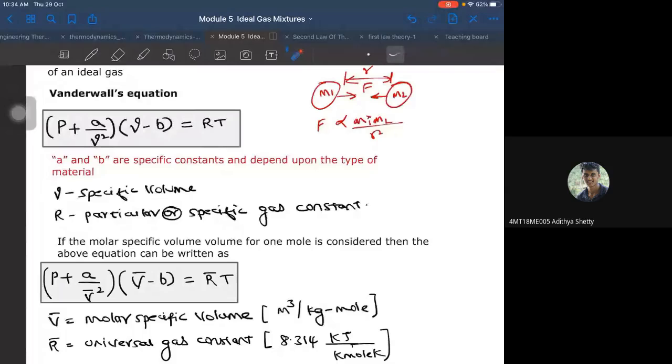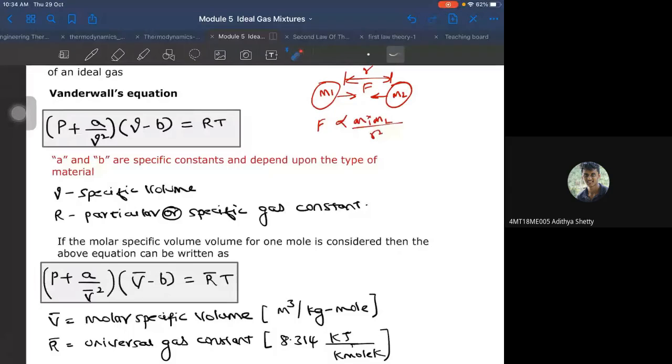The number one is (P plus a by v square) into (v minus b) is equal to RT. This is in terms of the specific volume. And the second equation is (P plus a by v bar square) into (v bar minus b) equals R bar T. So you can easily remember: when there is a bar on the RHS, you will also have a bar on top of your gas constant, which turns your specific gas constant into the universal gas constant. So remember these equations. Let us try to mug up this.